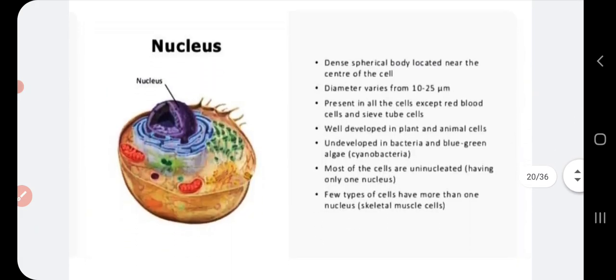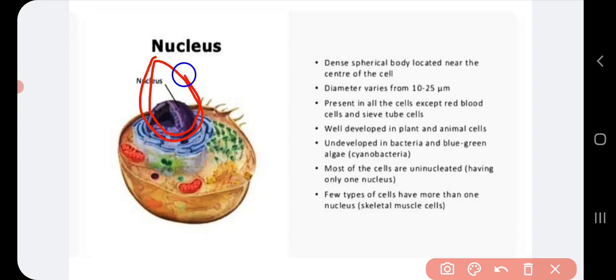Now the nucleus. The nucleus is a dense, spherical body located near the center of the cell. Its diameter varies between 10 and 25 micrometers. It is present in all cells except RBCs and sieve tube cells. It is well developed in plants and animals, undeveloped in bacteria and blue-green algae, cyanobacteria we can say. Most cells are uninucleated, having only one nucleus. A few types of cells have more than one nucleus, like skeletal muscle cells. This picture you are seeing is the nucleus.